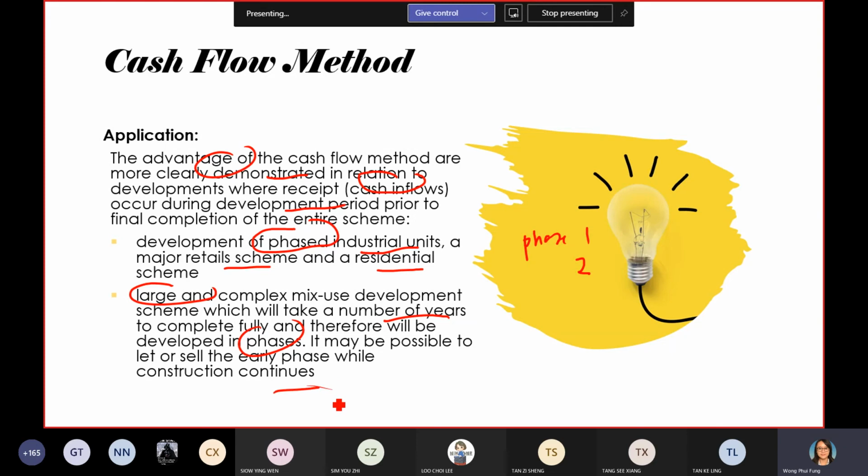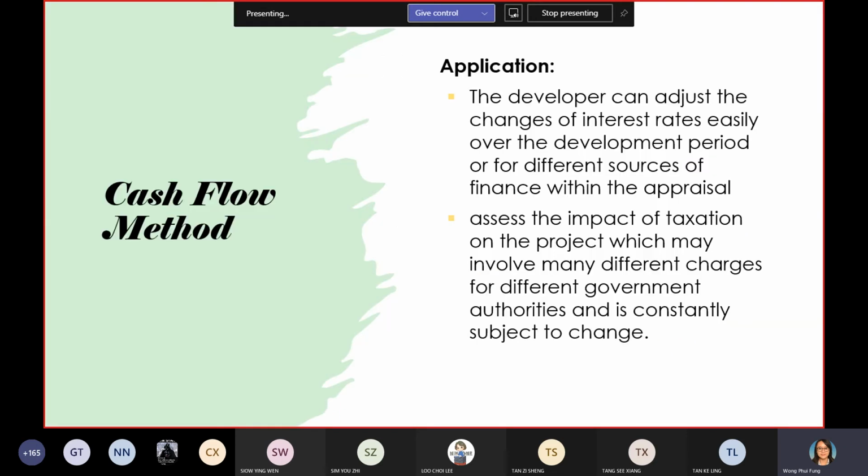So that's why the cash flow method will be more realistic. By using the cash flow method, they can adjust the interest rate and also the taxes more easily. As I told you, for the OPR, the interest rate, every 3 months they will have a meeting. Every 3 months they will decide whether they want to increase OPR or decrease OPR or not. So increasing or decreasing OPR will affect the cost of borrowing.